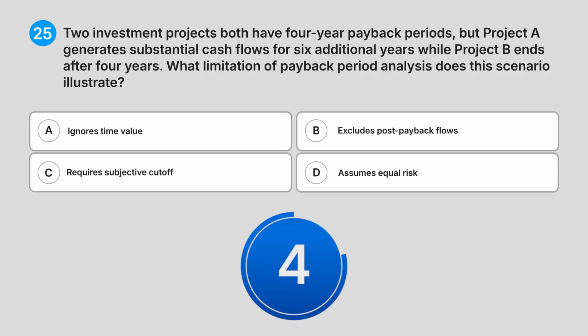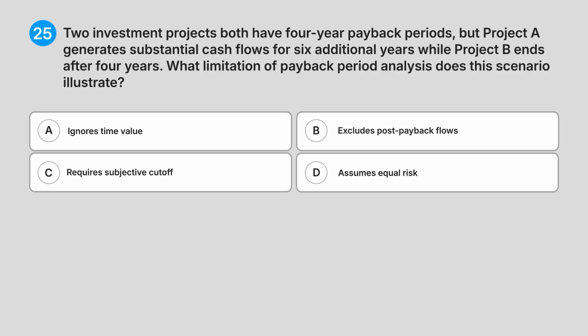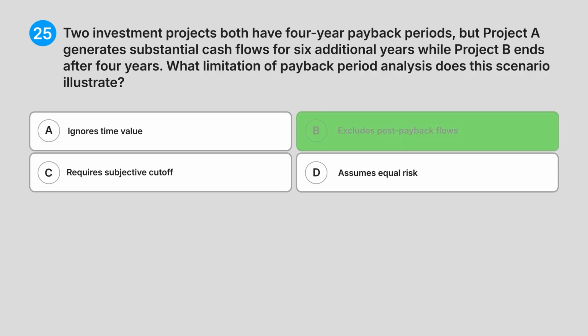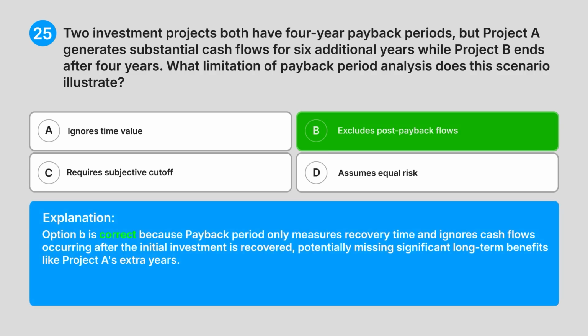Can you guess the answer? Correct answer, B. Excludes post-payback flows. Explanation. Option B is correct because payback period only measures recovery time and ignores cash flows occurring after the initial investment is recovered, potentially missing significant long-term benefits like Project A's extra years.